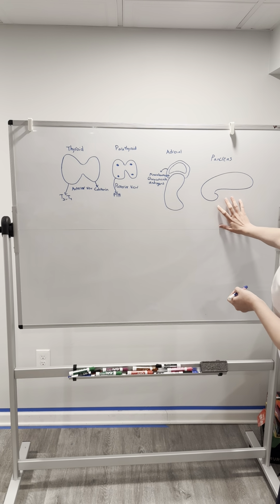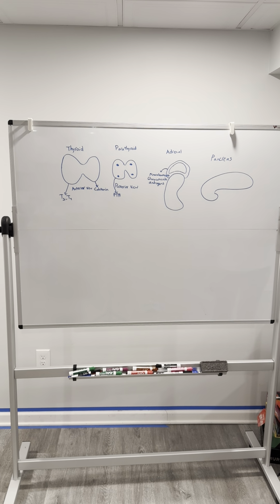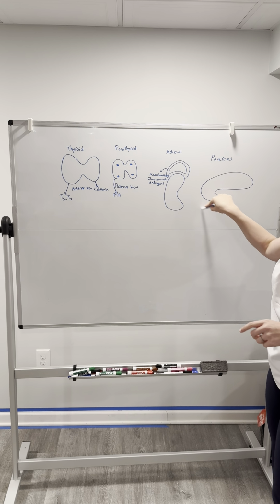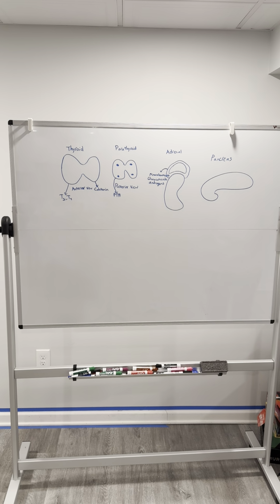Then we have the pancreas here. It's within the curve of the duodenum, so the duodenum would kind of curve around it right here. That's the first part of the small intestine, and it's right behind the stomach as well. It has exocrine glands as well as endocrine glands. We'll learn about the exocrine glands when we get to the digestive system, but it also has an endocrine function.